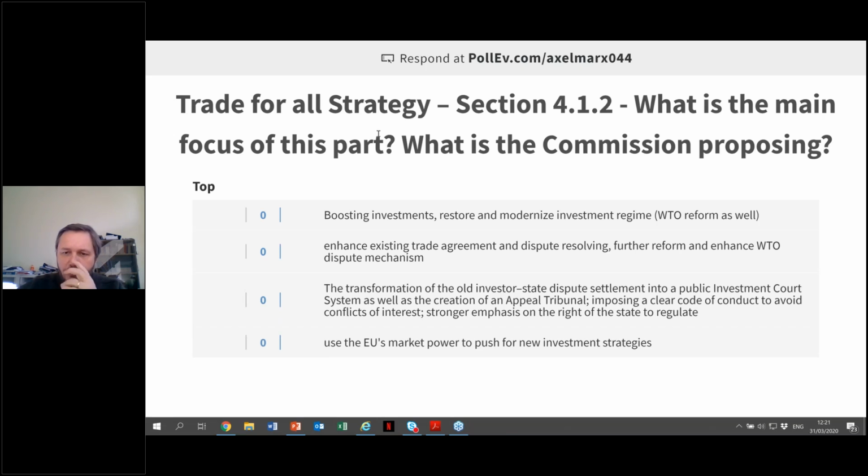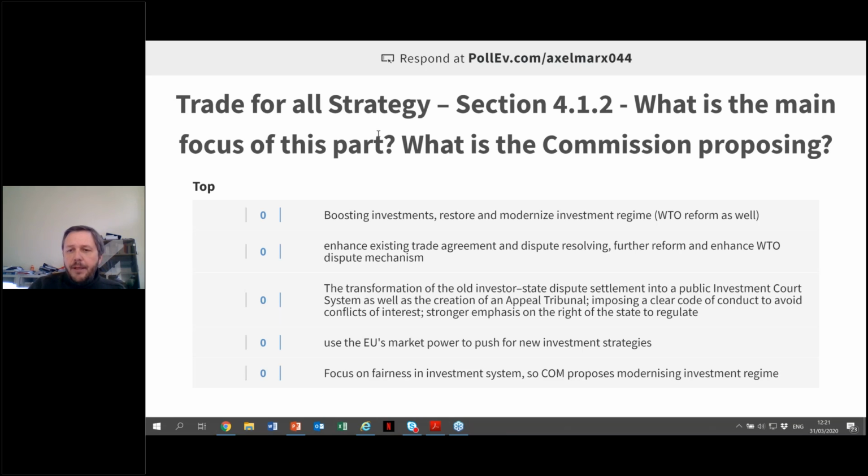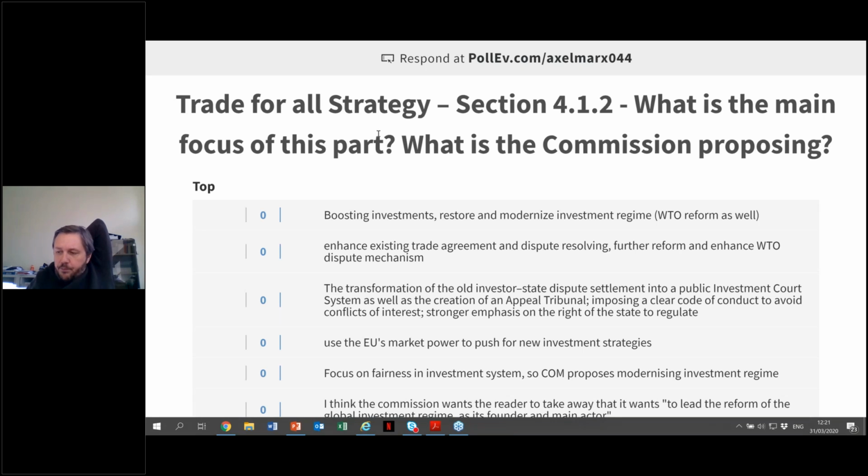And now the answers are coming in: to reform the dispute mechanism of the WTO, but importantly also the transformation of the old investor-state dispute settlement into a public investment court system, including the creation of an appeal tribunal, imposing a clear code of conduct to avoid conflict of interest, and a stronger emphasis on the right of the state to regulate. So that addresses some of the problems and the criticisms on procedure and regulatory chill, which we highlighted before the break.